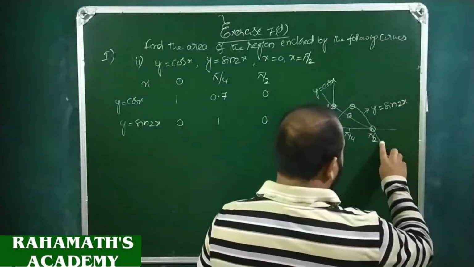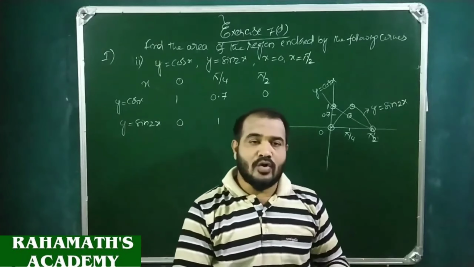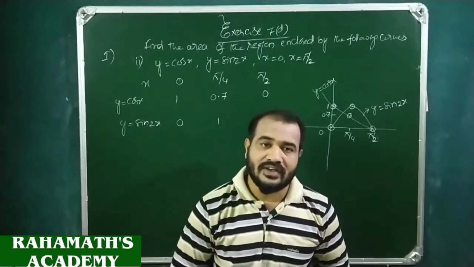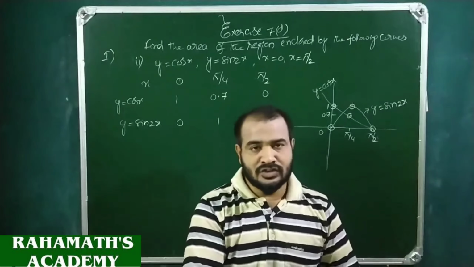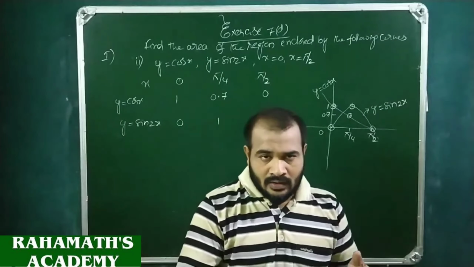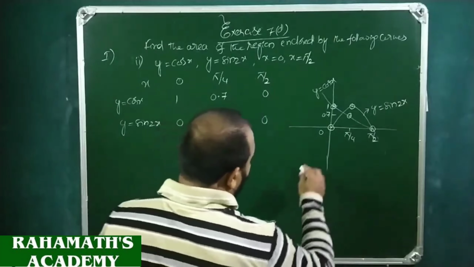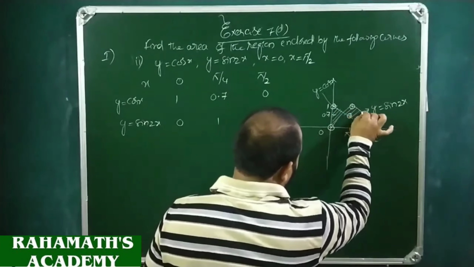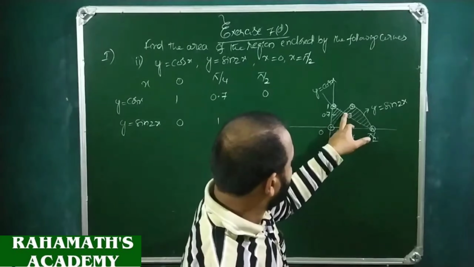In the prerequisites we have discussed that the area of the region bounded by the curves y equals f of x and y equals g of x, where f of x is greater than g of x. What does it mean? f of x is the upper curve, g of x is the lower curve. So the area is f of x minus g of x. Here, we need to find the area of the region bounded by these two curves, this area. Both are intersecting at this point.